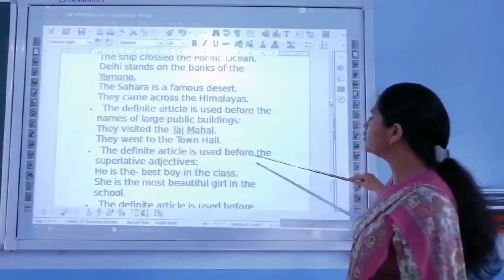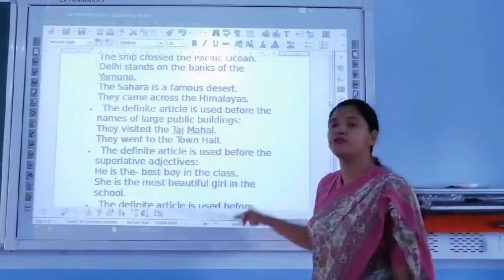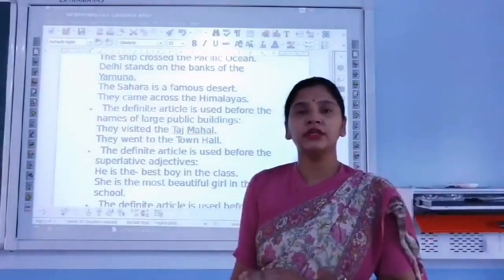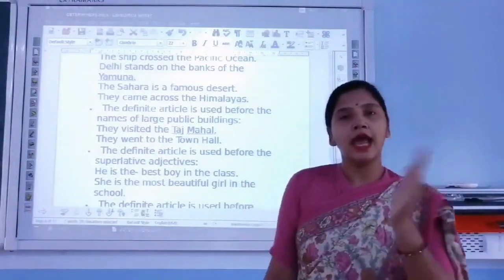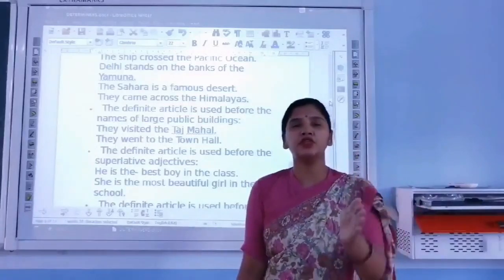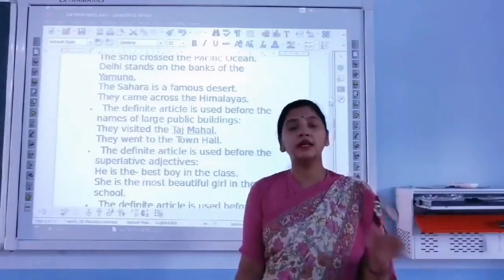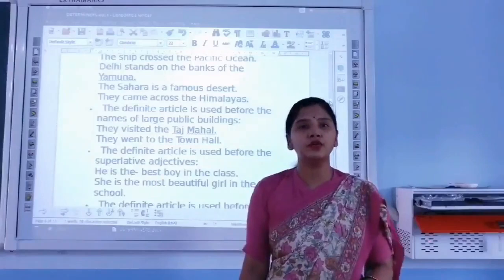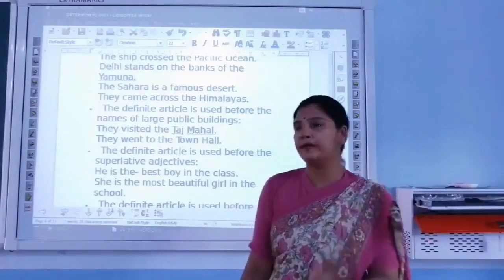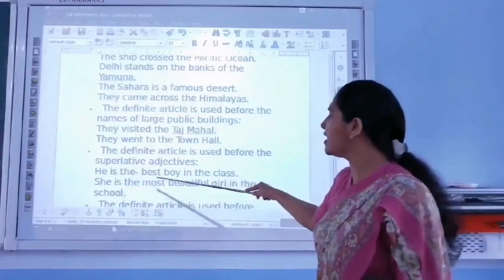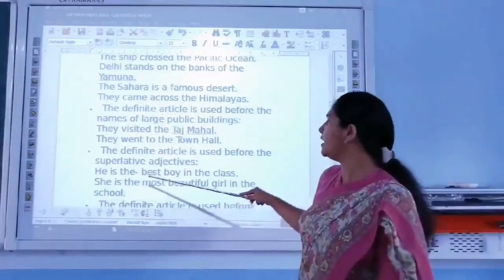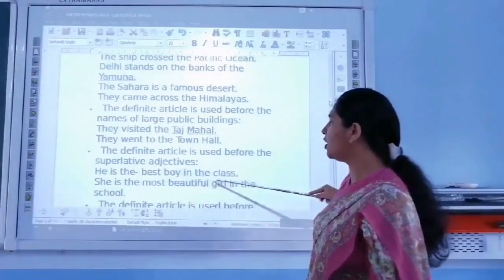The definite article is used before the superlative adjective. Superlative adjective means there is a comparison between the person and the whole group. जब हम कंपैरिजन करते हैं तब हम सुपरलेटिव डिग्री का यूज करते हैं. तो ऐसे टाइम पर वी हैव टू यूज द, लाइक ही इज द बेस्ट बॉय इन द क्लास. इन द क्लास, क्लास इज अ ग्रुप एंड वी हैव टू कंपेयर द बॉय विद द होल क्लास.